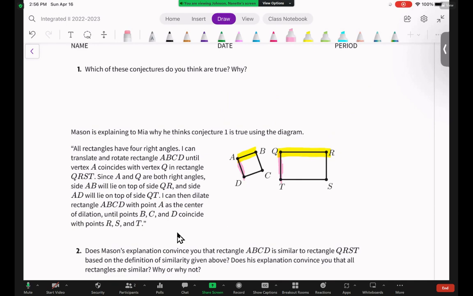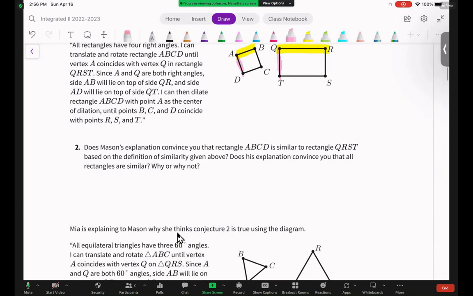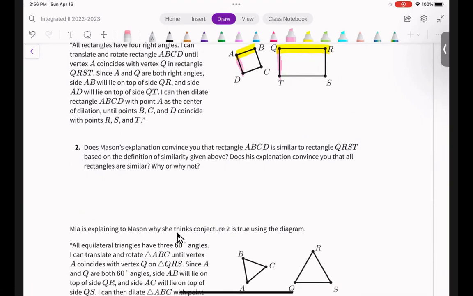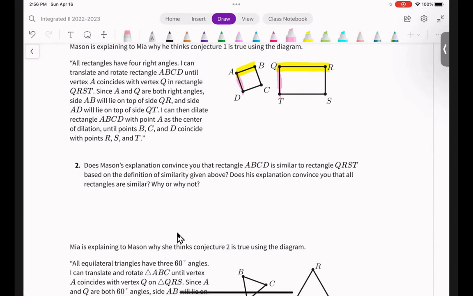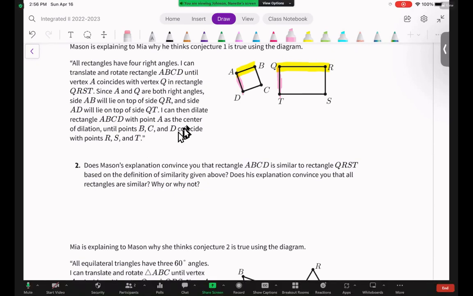Okay. So here's the question. Does Mason's explanation convince you that the rectangle ABCD is similar to rectangle QRST based on the definition of similarity above? Does his explanation convince you that all rectangles are similar? Why or why not? So some of you are saying, Ms. Johnson, but this is a square.